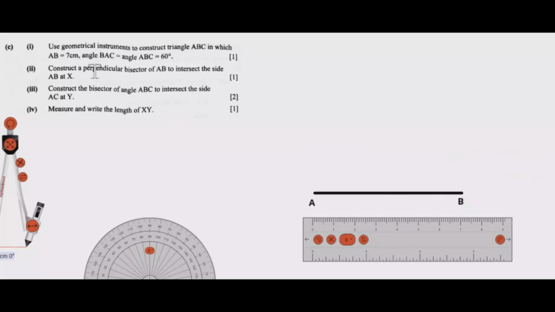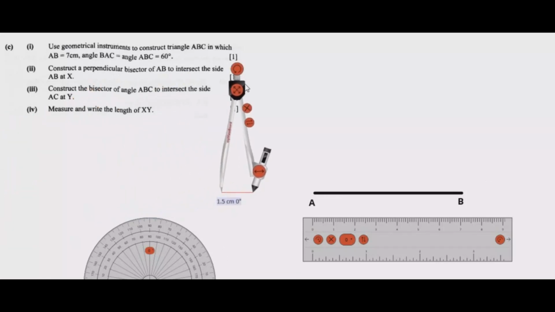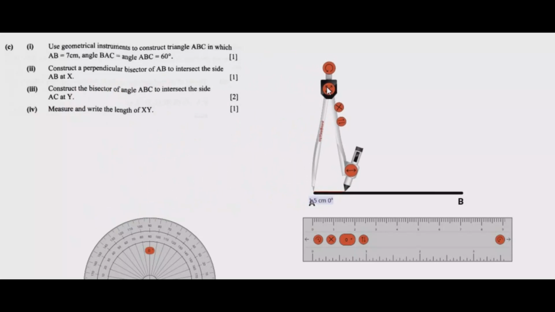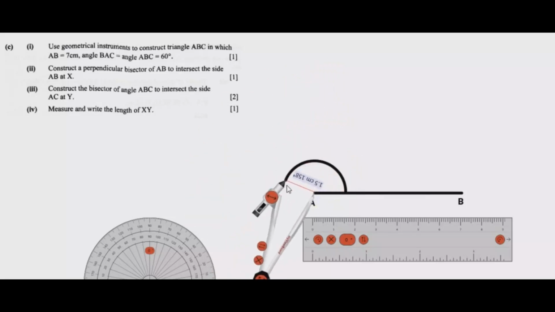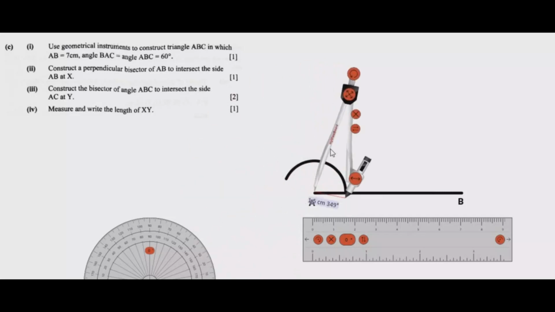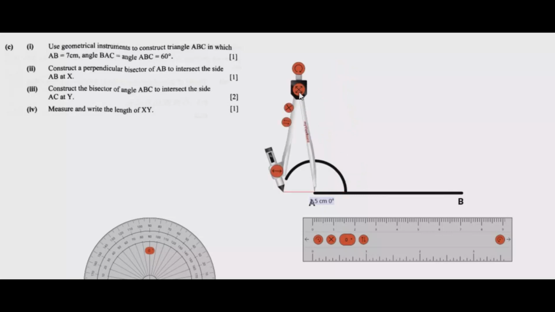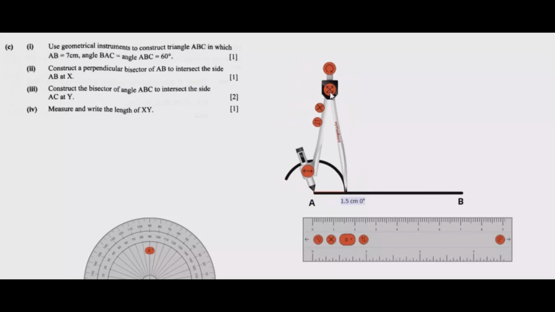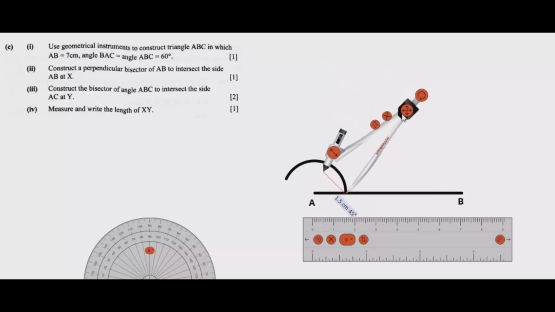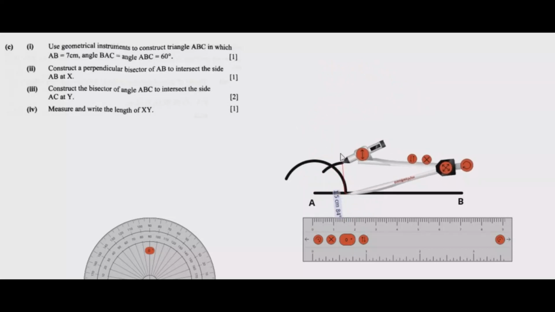So first I'm going to start by constructing the angle which is BAC, the angle that should be here, which is equal to 60 degrees. So I'm going to get my compass here just the way it is. I'm going to maintain the length 1.5. Then I'm going to draw the arc here, like this. Then the next thing I'm going to do is put my compass again here on the mid of this line, and draw the arc here again, like that.